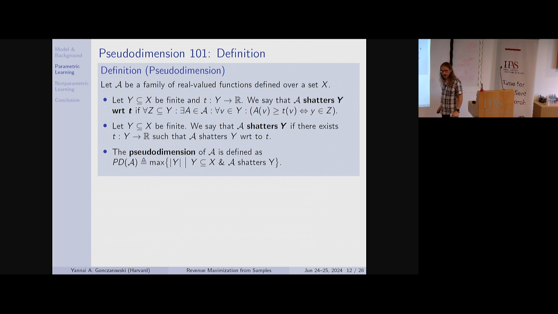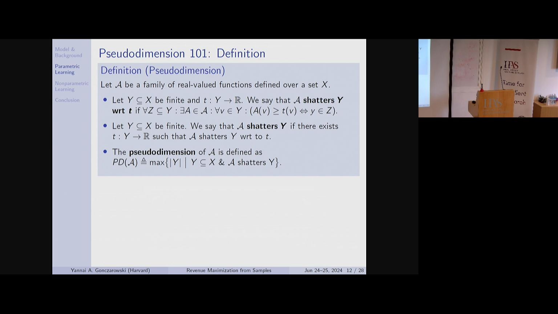Could you define up and down again? Yeah. Up means I want the revenue to be above this threshold. Down means I want the revenue to be below this threshold. Here it's below 6, here it's above 5, here it's below 10, depending on the thresholds. So this says the pseudo dimension is the size of the largest finite set of samples that is shatterable with respect to some thresholds.